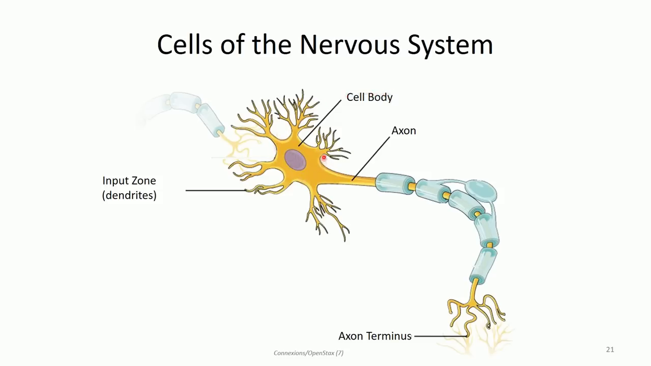First is a cell body containing the nucleus, which is responsible for the regulation of the function of the cell. Next is the input zone, where numerous projections of the cell membrane, called dendrites, receive incoming signals, either from sensory stimulation, in the case of sensory neurons, or from other neurons, in the case of interneurons or motor neurons. Third is the nerve axon, which conducts signals in the form of action potentials to target effectors, such as muscle cells or other neurons, through the axon terminus.